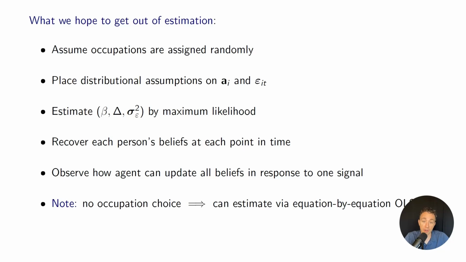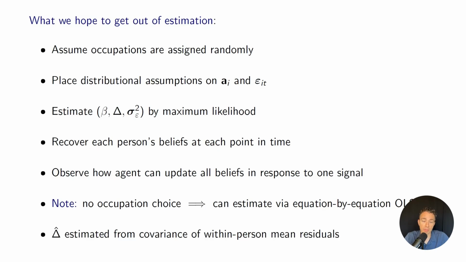And then another nice thing, because of how we've contrived this example, there's no occupational choice, and because of that, we can just do equation by equation OLS to estimate these learning parameters. And then we get our estimate of the variance covariance matrix by looking at the average within person residuals and then compute the correlation or the covariance of those across all people in the sample of data that we have.